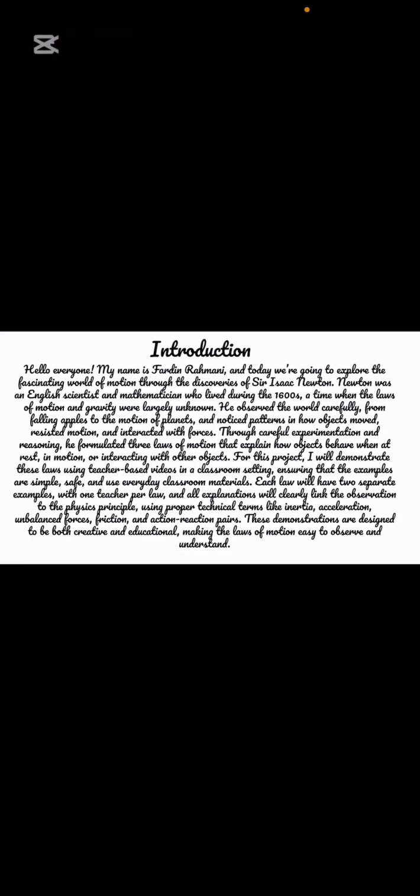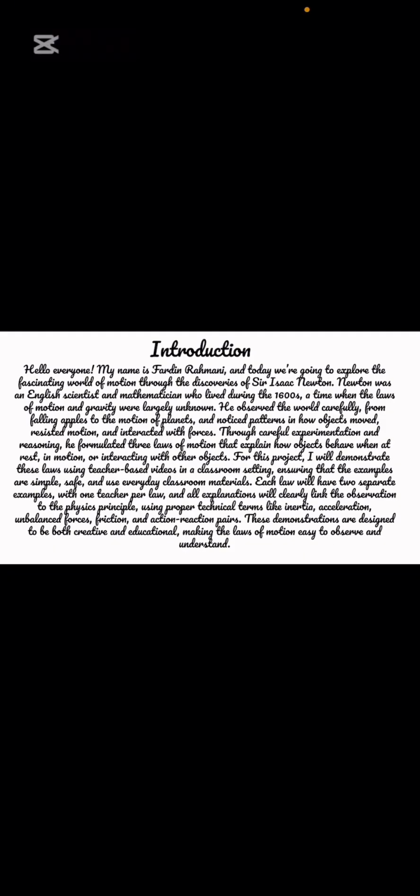Through careful experimentation and reasoning, he formulated 3 laws of motion that explain how objects behave when at rest, in motion, or interacting with other objects. For this project, I will demonstrate these laws using teacher-based videos in a classroom setting, ensuring that the examples are simple, safe, and use everyday classroom materials.